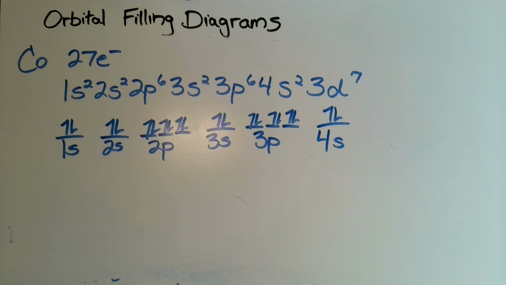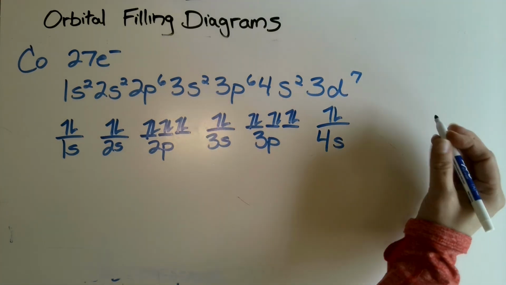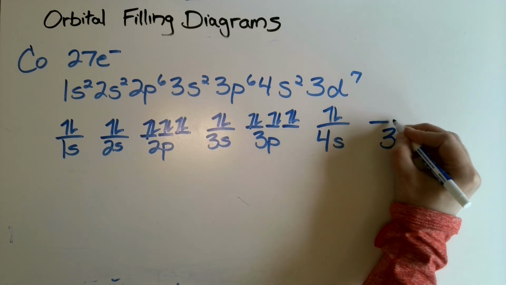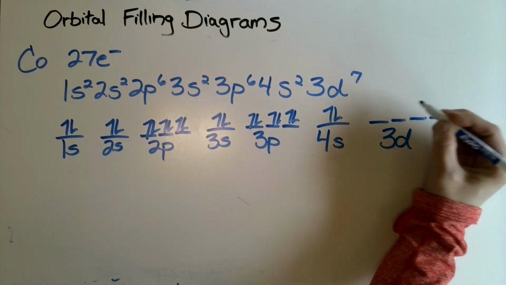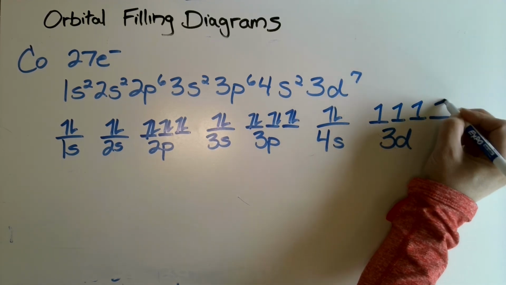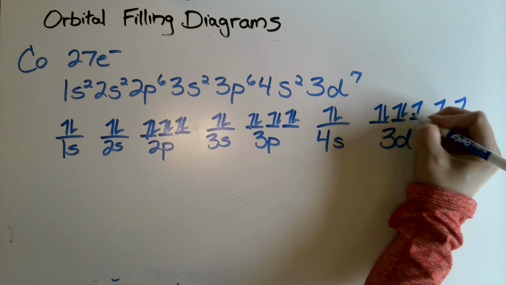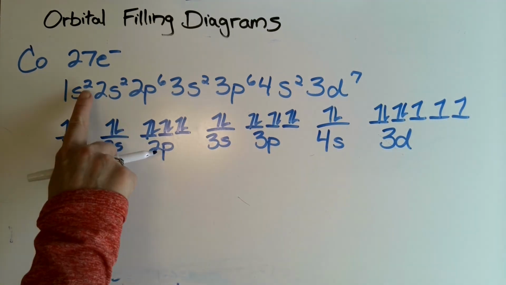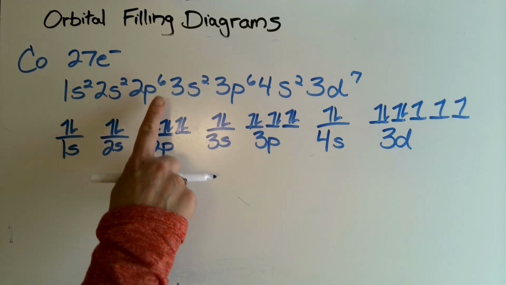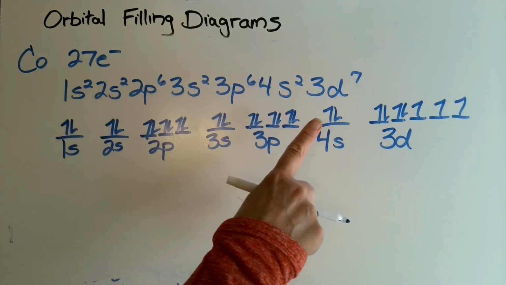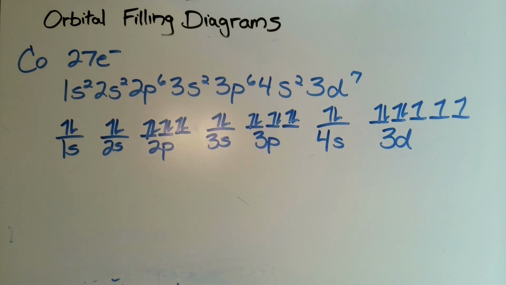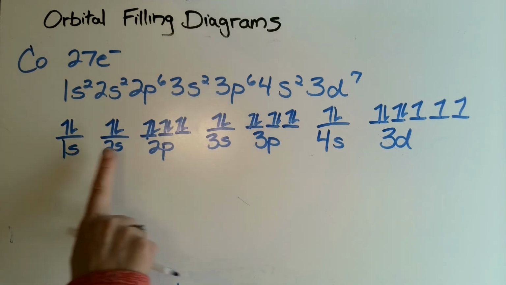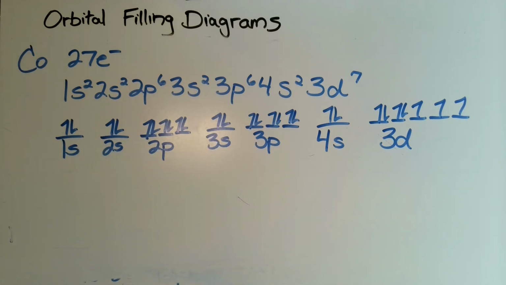And then I move to my 3d. D orbitals have 5 orientations. They can hold a total of 10 electrons, but we only have 7 here. So when you go to the 3d, you want to write 5 lines. And then they fill one at a time, and then they double up. So now I have 7. So these superscripts match the number of arrows. So I have 27 electrons. If you add up the superscripts, you get 27 electrons. And if you add up all the arrows, you also get 27 electrons.